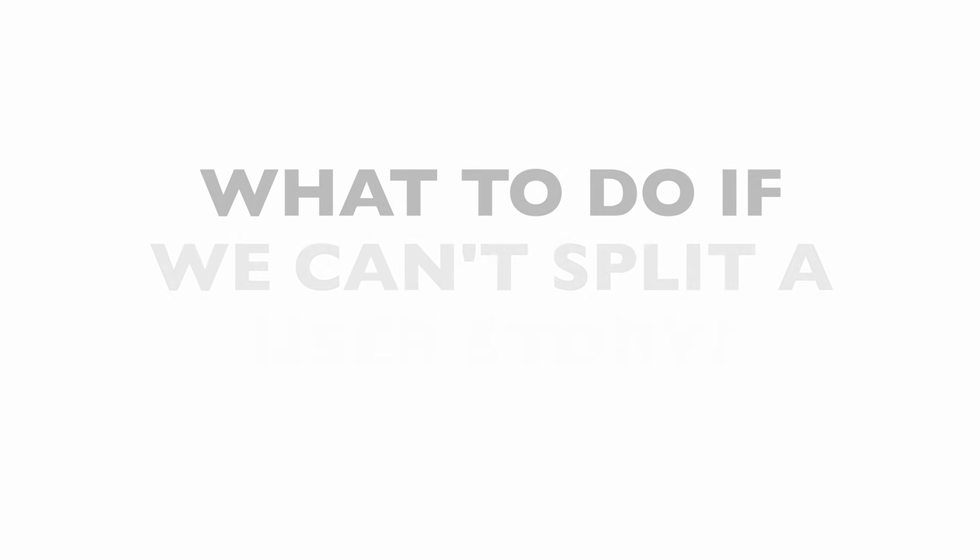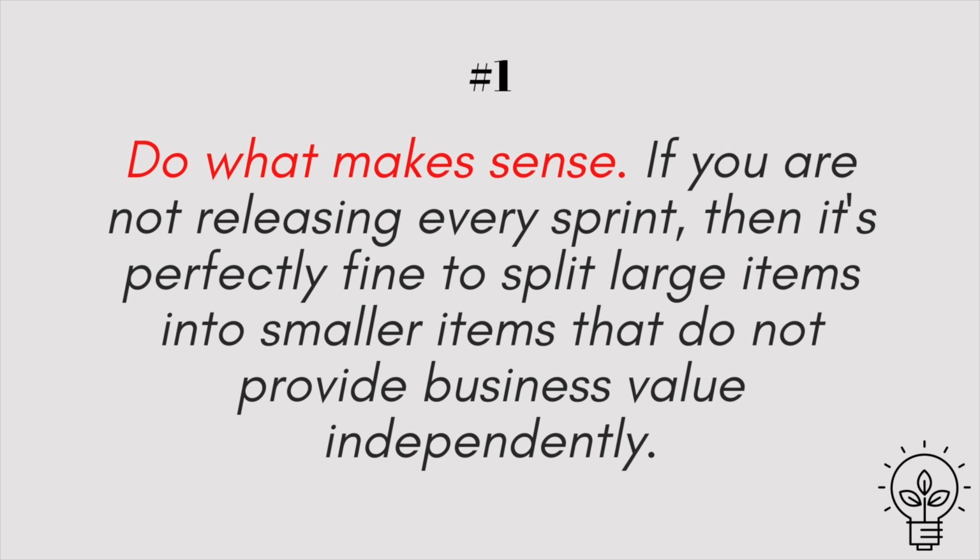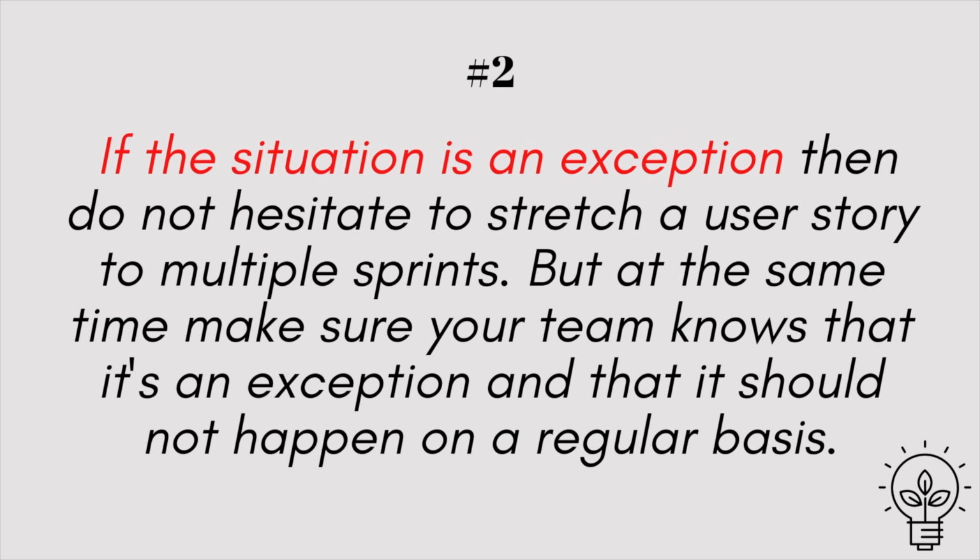Okay, before I end this video, let's talk about what we can do if we cannot split a user story. The first thing that we can do is to do what makes sense. If you're not releasing every sprint, then it's perfectly fine to split larger stories into smaller items that do not provide business value independently. Second, if the situation is an exception, then do not hesitate to stretch a user story to multiple sprints. But at the same time, make sure that your team knows that it's an exception and that it should not happen on a regular basis.